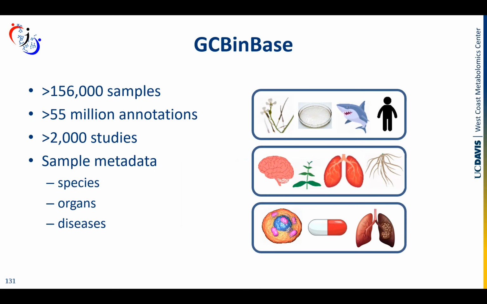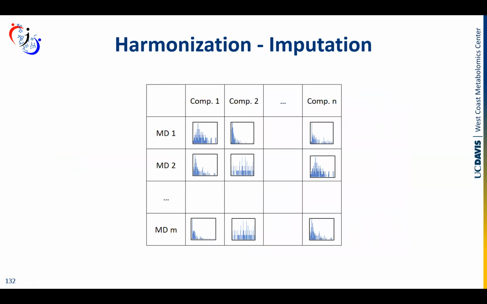And for our purposes, each sample has three types of metadata associated with it: a species value, an organ value, and a disease value. And so essentially what we can think of the bin discovered database as containing is, for each triplet of metadata combination, for each compound, a distribution of annotation intensities.